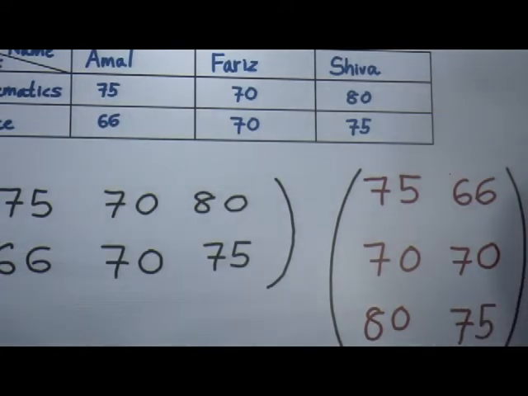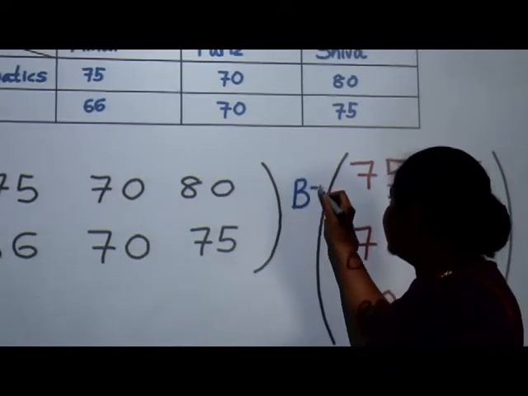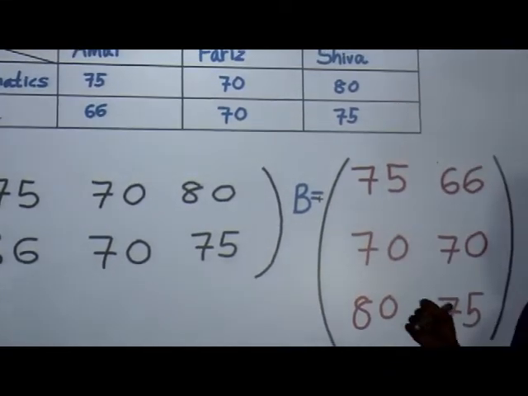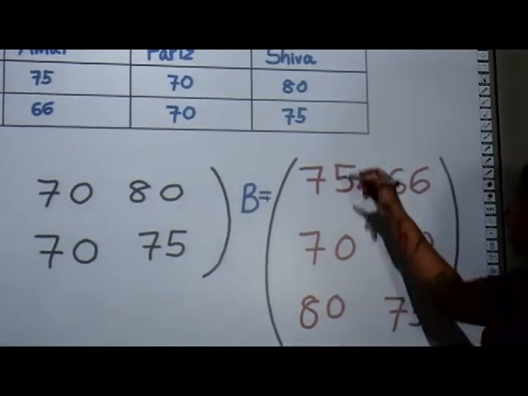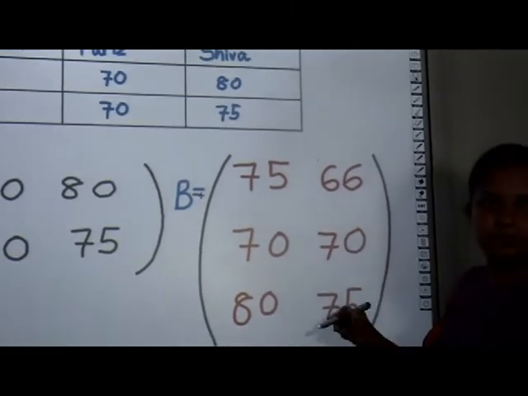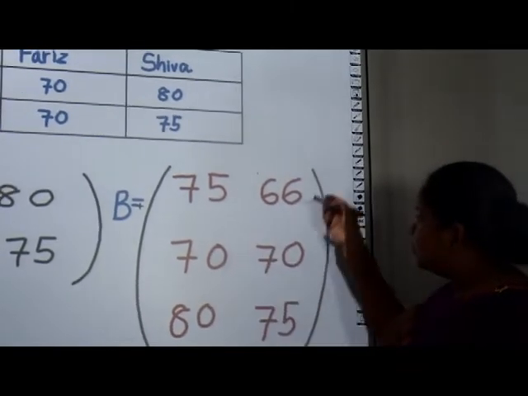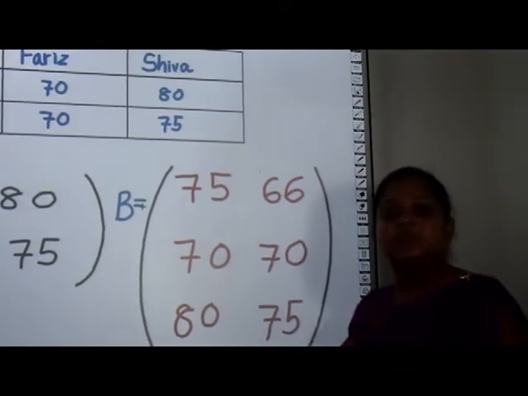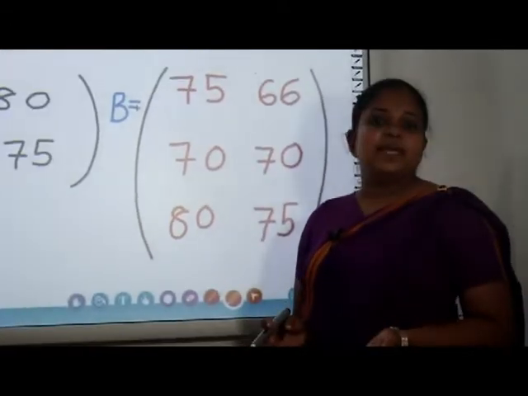And this one also can be named with a capital letter. In this matrix, you can see 3 rows and 2 columns. 3 rows are there and 2 columns. This arrangement, or this array of numbers, is what we call a matrix.